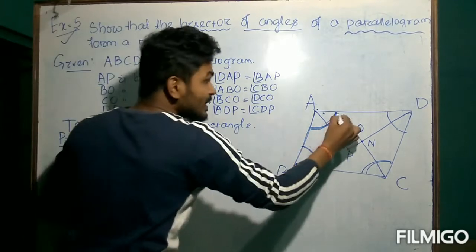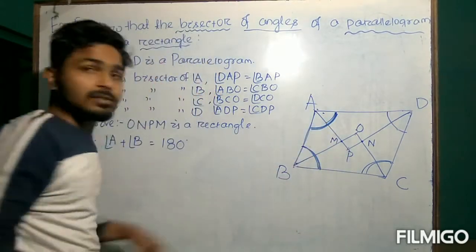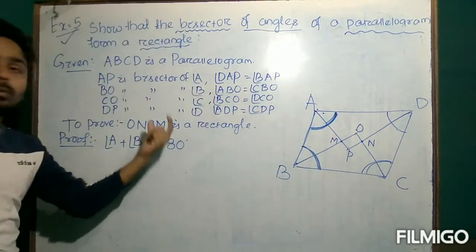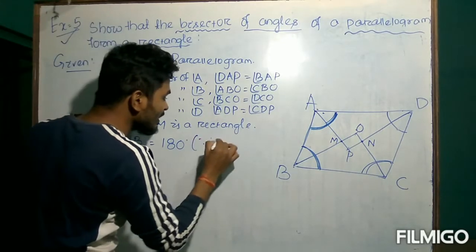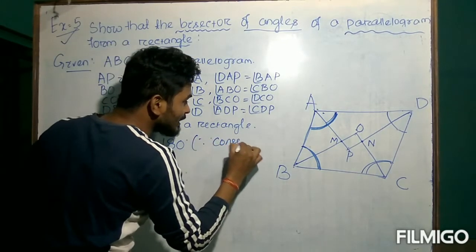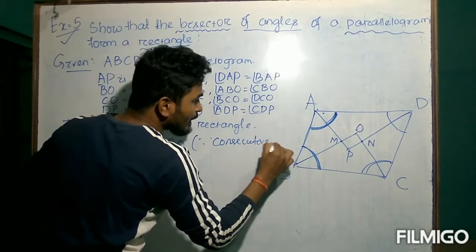So now what have we proved? We have proved that this angle and this angle, two consecutive angles of this parallelogram, have their sum equal to 180 degrees. You can write the reason here that they are consecutive angles.